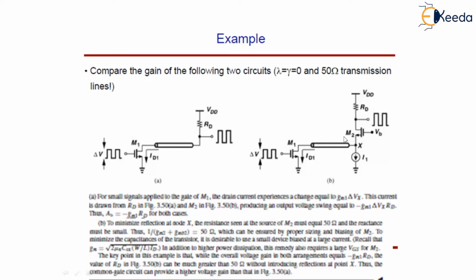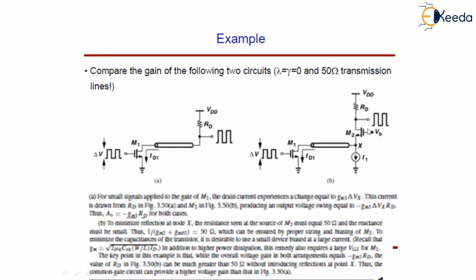And to minimize the capacitance of the transistor, it is also desirable to use a small device biased at a large current. gm, the transconductance, is given as the square root of 2 mu n Cox W by L ID. And in addition to the higher power dissipation, it also requires a large VGS for M2. This particular M2 requires a large VGS.